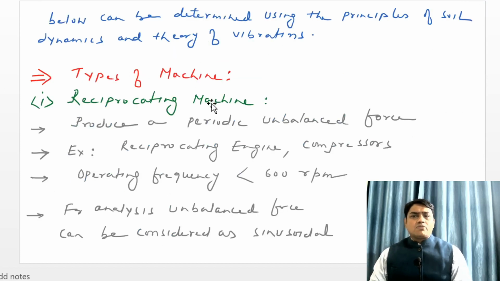There are three types of machine: reciprocating machine, impact machine, and high speed machine. So what is a reciprocating machine? A reciprocating machine produces a periodic unbalanced force, and the best examples of reciprocating machines are the reciprocating engine and compressor. Such types of machine have an operating frequency of less than 600 rpm. For analysis, the unbalanced force can be considered as sinusoidal.